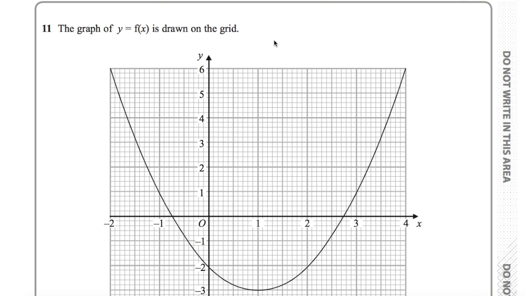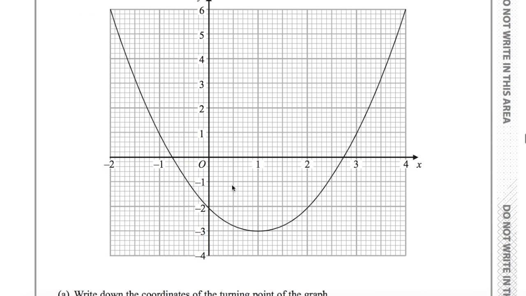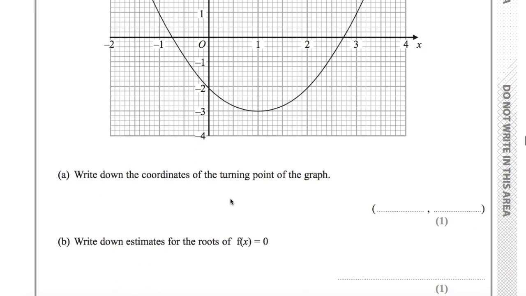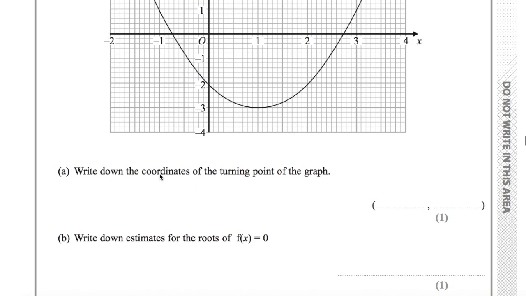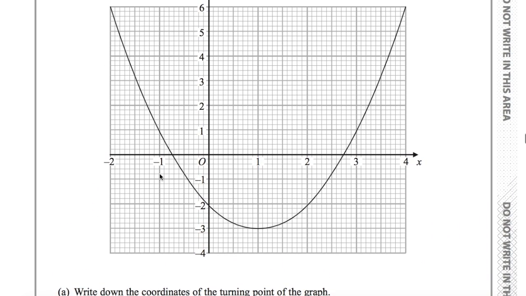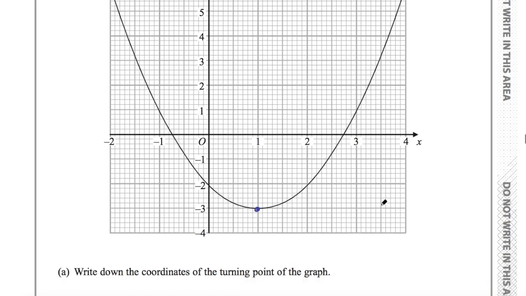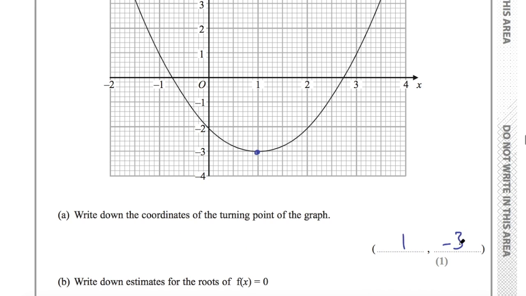Question 11 says the graph of y equals f of x is drawn on the grid. And here we're given a quadratic looking graph. And then part A says write down the coordinates of the turning point of the graph. So the turning point is where essentially the graph turns. And it's going to be here, so the coordinates of that point are 1, minus 3.